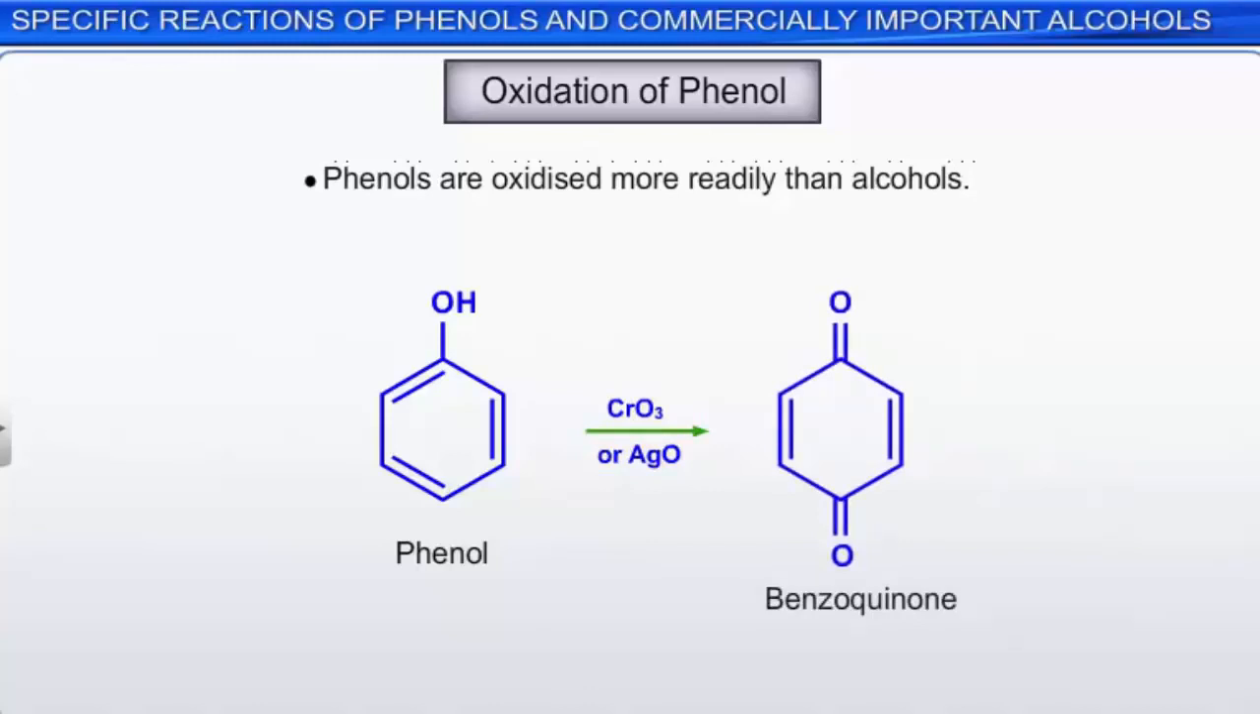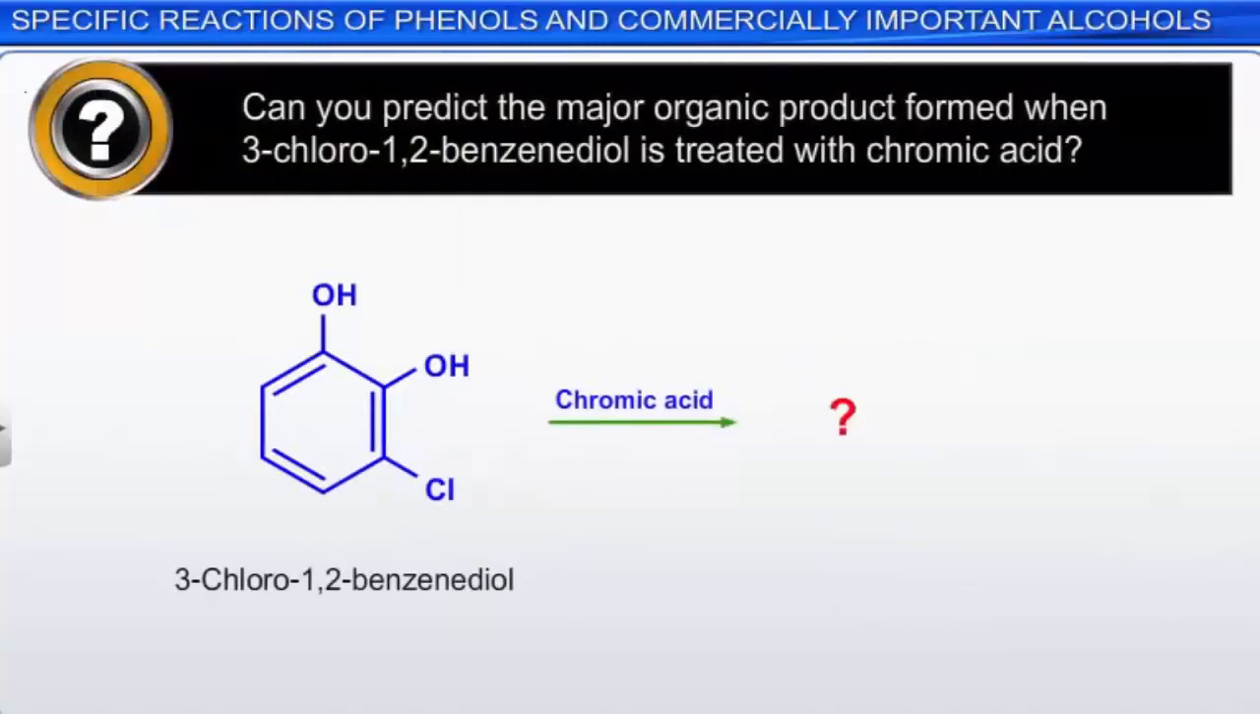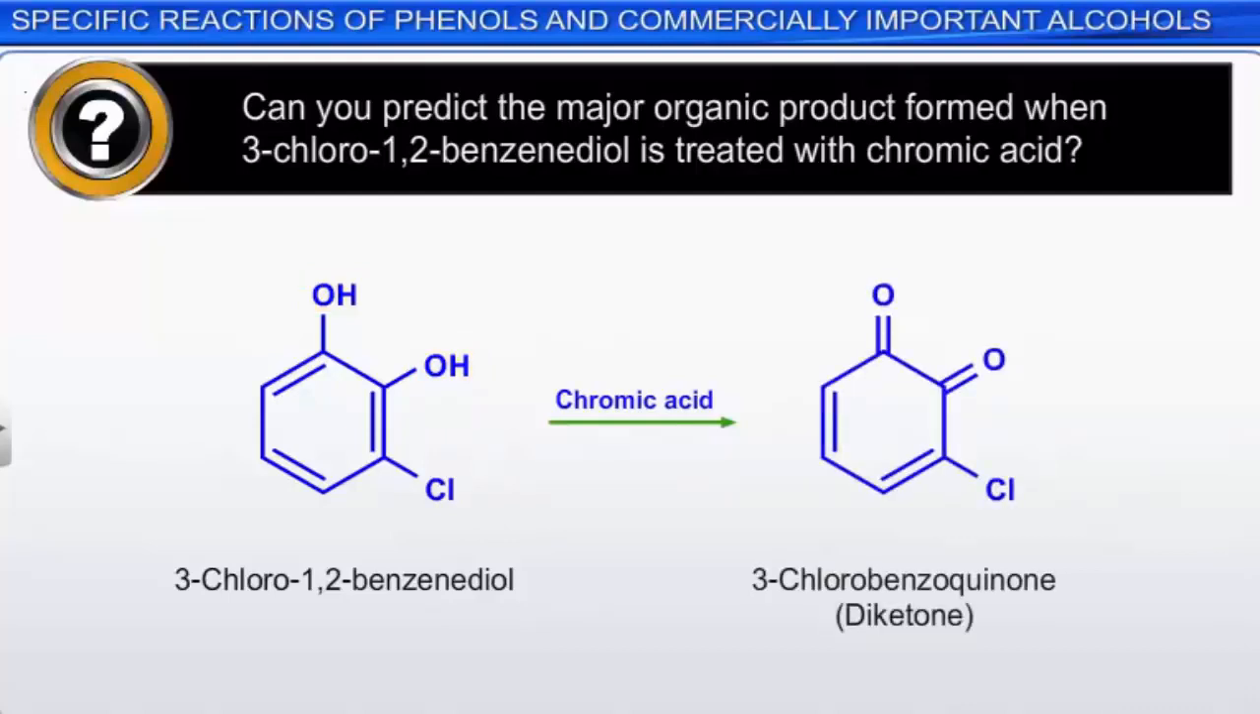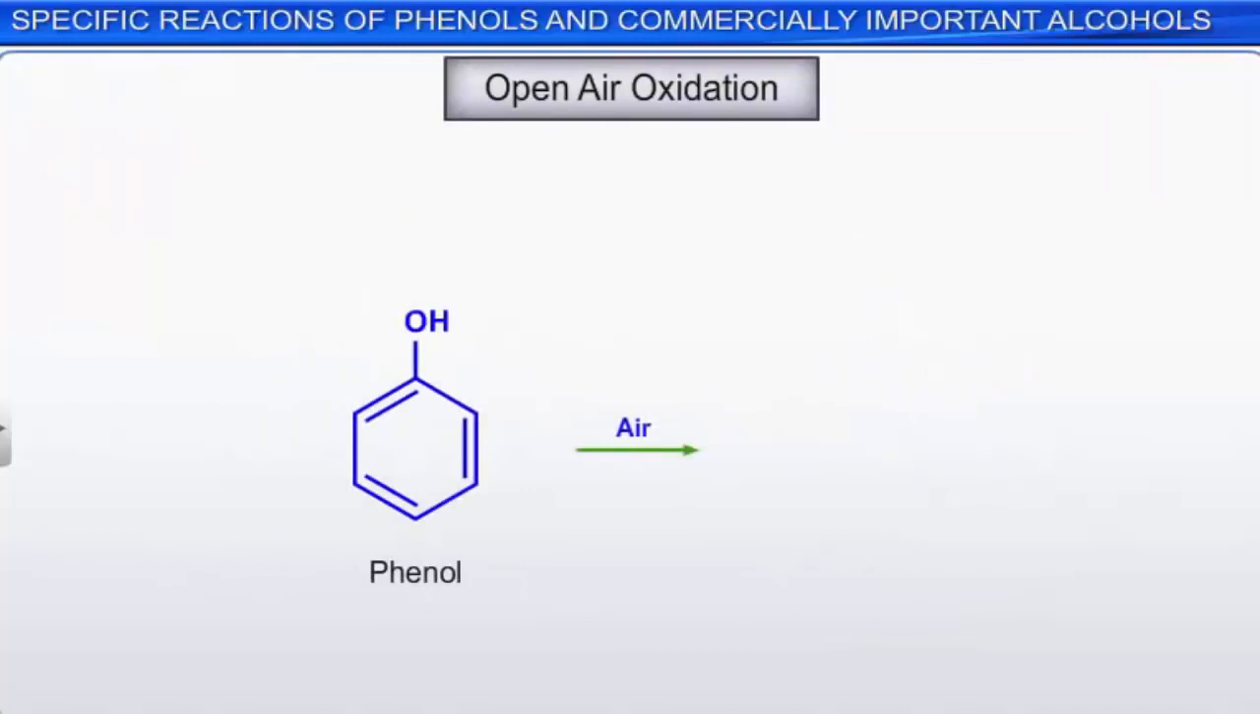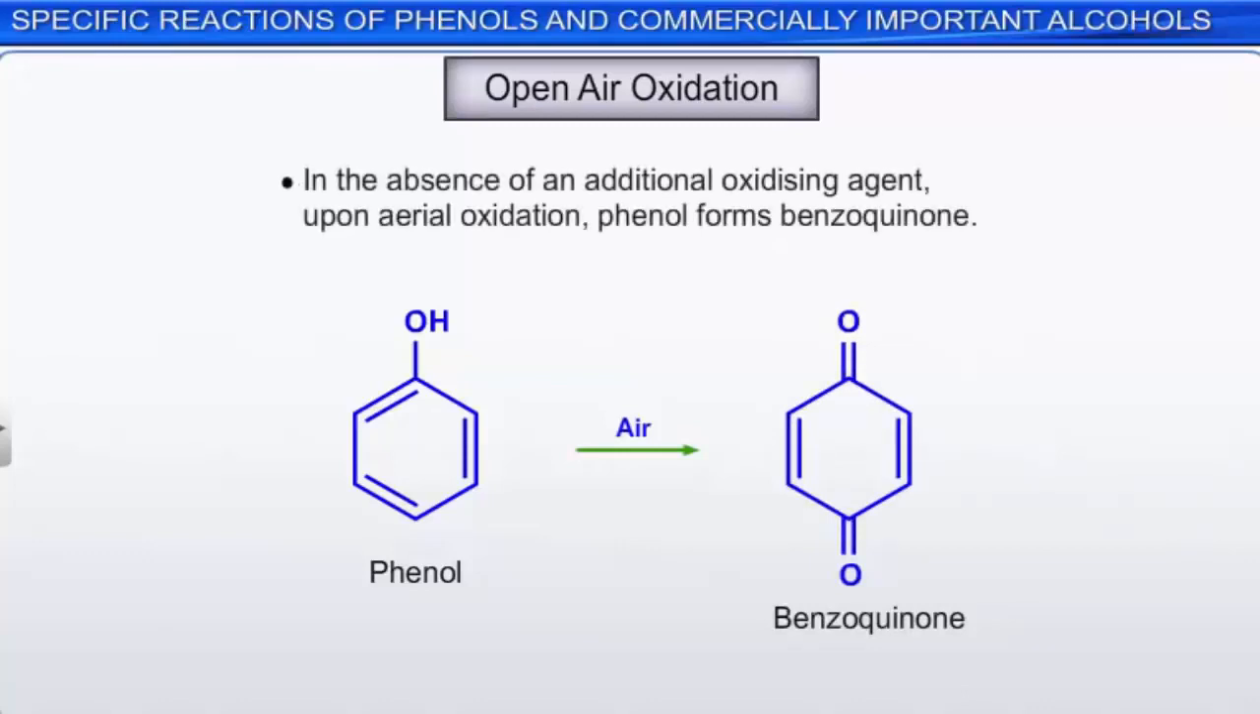Can you predict the major organic product formed when 3-chloro-1,2-benzenediol is treated with chromic acid? Since two hydroxyl groups are present, both will be oxidized into ketones. The double bonds need to be rearranged to make the diketone. When exposed to air, phenols will be slowly oxidized into quinones, even in the absence of an additional oxidizing agent. Upon aerial oxidation, phenol forms benzoquinone.